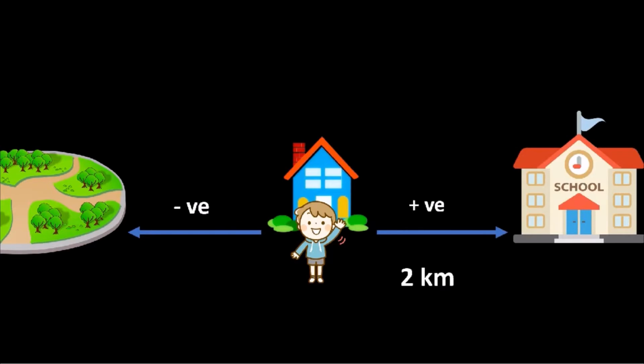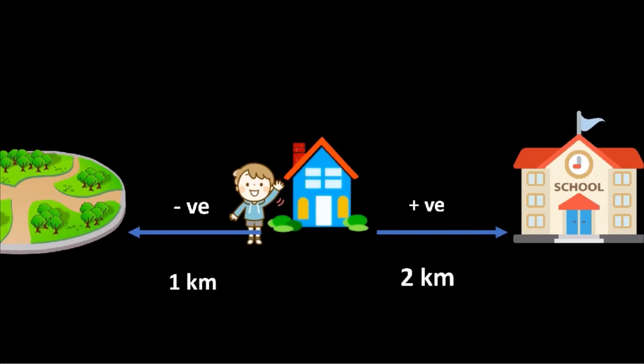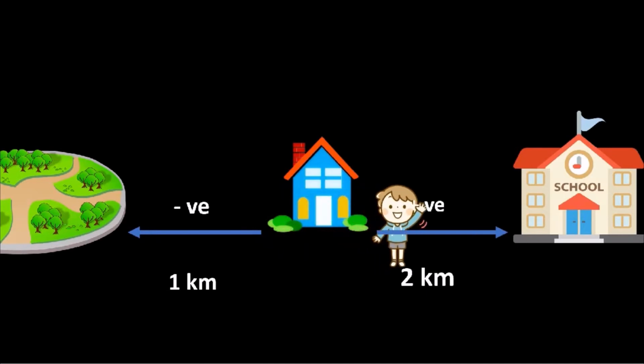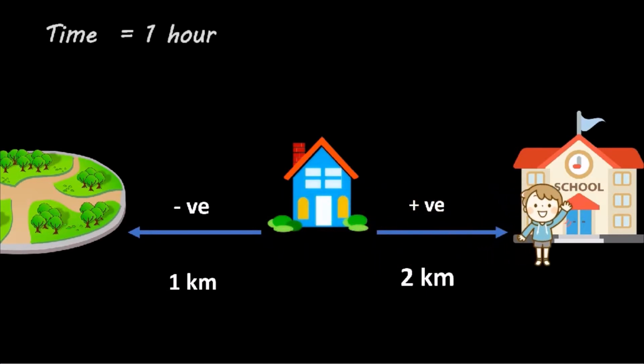Let us now consider an example in which the boy wants to go to school, but before going to school he thought of doing some walk. So he first went to the garden, which is 1 kilometer away from his house, which is in the negative direction as discussed previously. And then he moves to the school. He took 1 hour in reaching school.